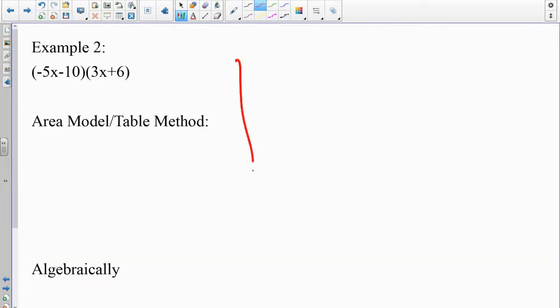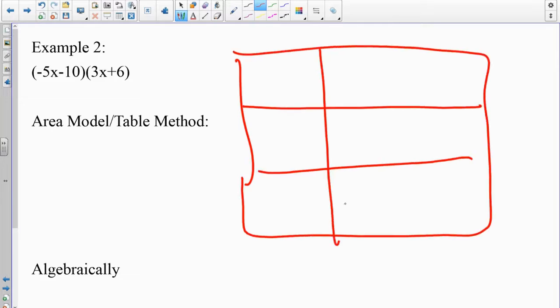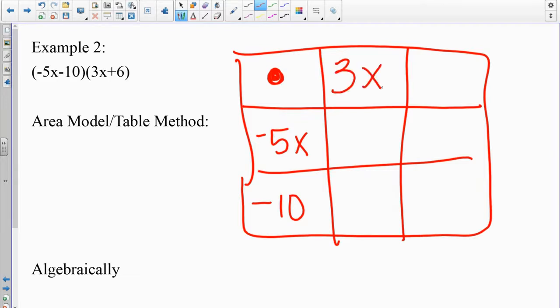We'll start with that area model, give myself a little bit more room. It had to be a 3 by 3. Put my multiplication symbol up here. So I get negative 5x and a negative 10. Again, it doesn't matter where you put which binomial. 3x and the positive 6. So again, we're going to multiply here. So 3x times negative 5x gives us negative 15x squared. 6 times a negative 5 gives us negative 30x.